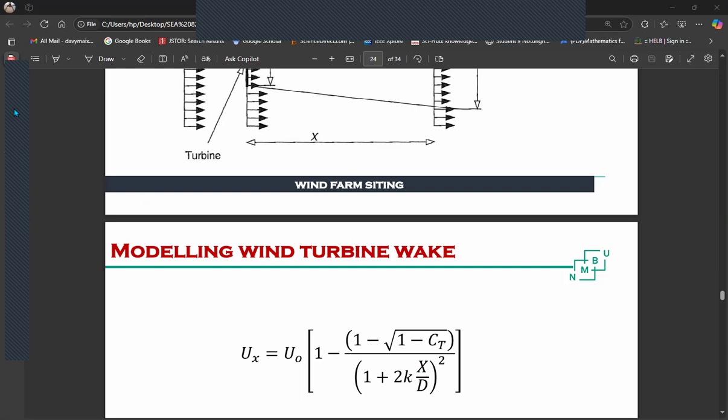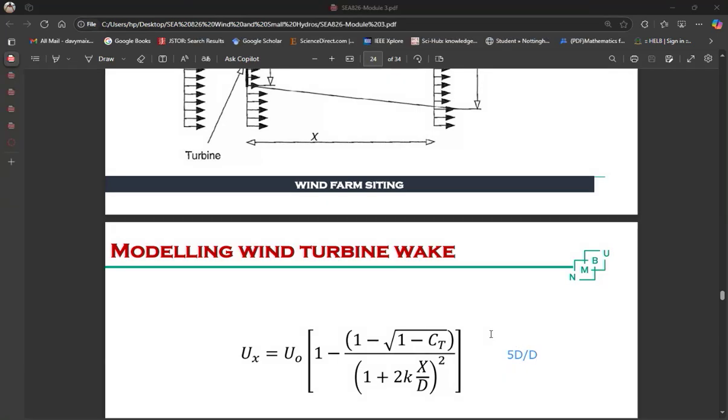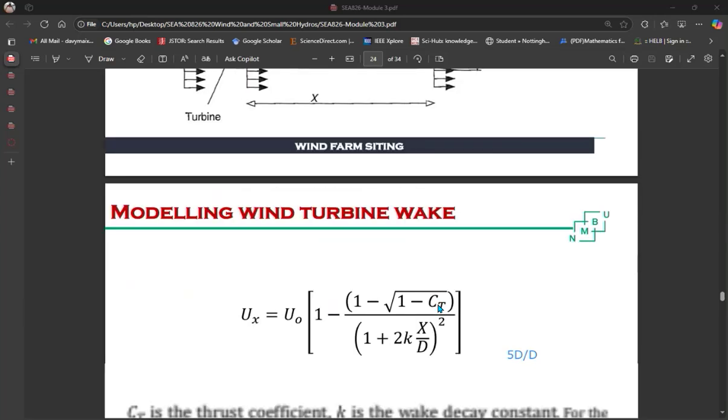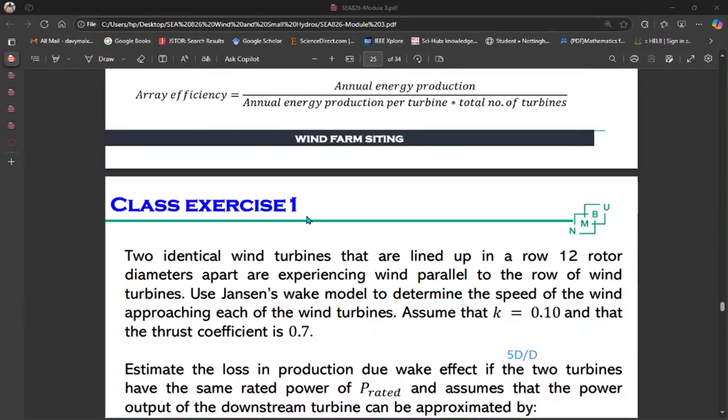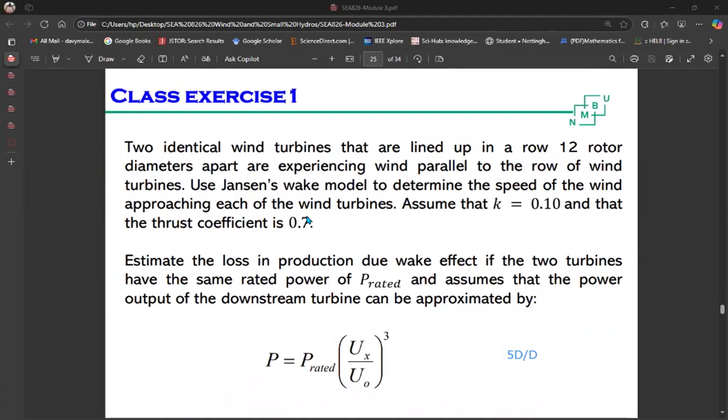So it will just be 5D, and then you're dividing by D. So that means the D and D cancel. So for that part, we shall have 5. But then I want us to get to the real example, so that you can understand how easy this is. So we can start with this one.